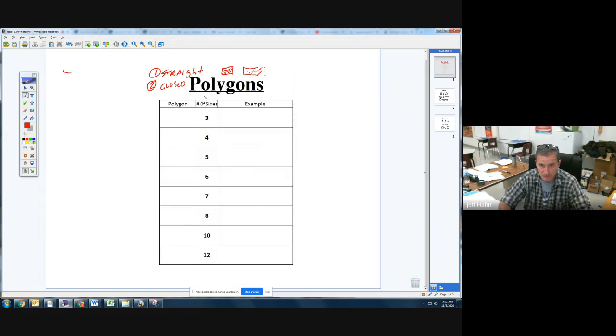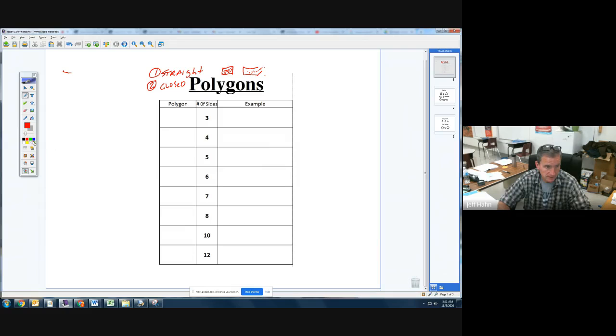A polygon just means something with many sides. And we've got some examples down here. We need to name the polygon right here, what it's called, and we're just going to throw some examples over there. And most of these you know and you're familiar with, but hey, you never know. Maybe some slip through the cracks.